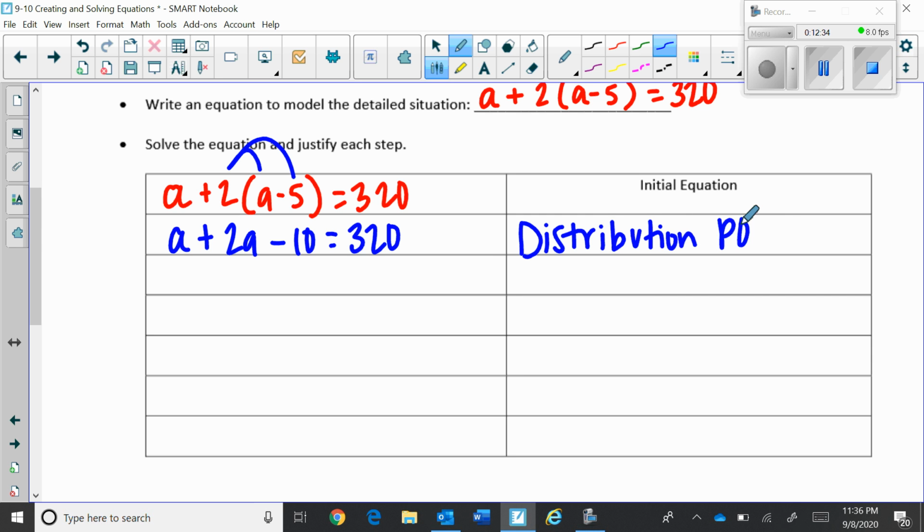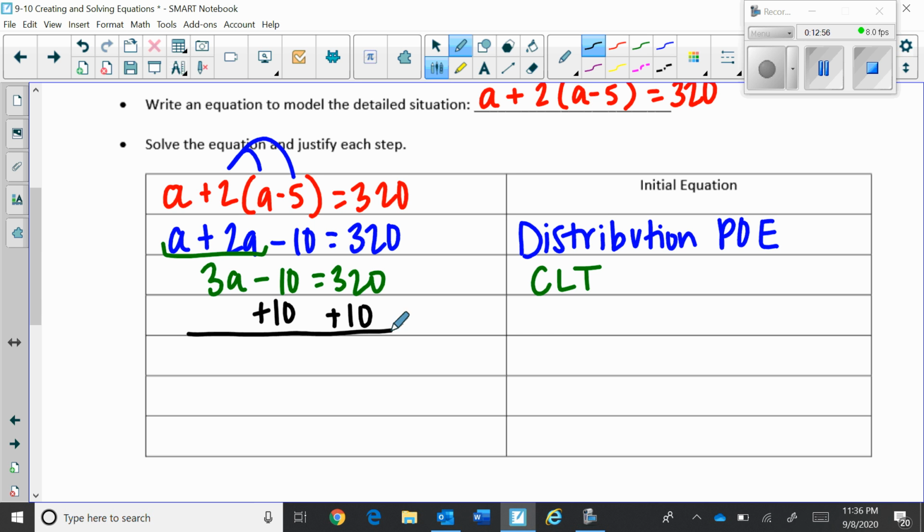property of equality. All right, next after that, we are combining like terms. A plus 2A gives us 3A minus 10 equals 320. I'm going to shorthand this to CLT, combining like terms. All right, next we are adding 10 on both sides with our addition property.